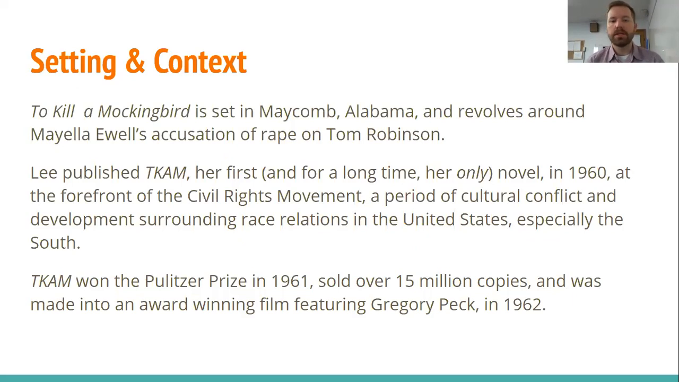And so it's sort of this podunk hillbilly town in Alabama, and it revolves around the character Mayella Ewell's accusation of rape on Tom Robinson. Now, Tom Robinson is a black man who lives in Macomb, and Mayella Ewell is a white girl from a poor white family, also in Macomb. We'll get more into the plot in a second. Just behind that setting, you'll need to know that Harper Lee, the author, published To Kill a Mockingbird.